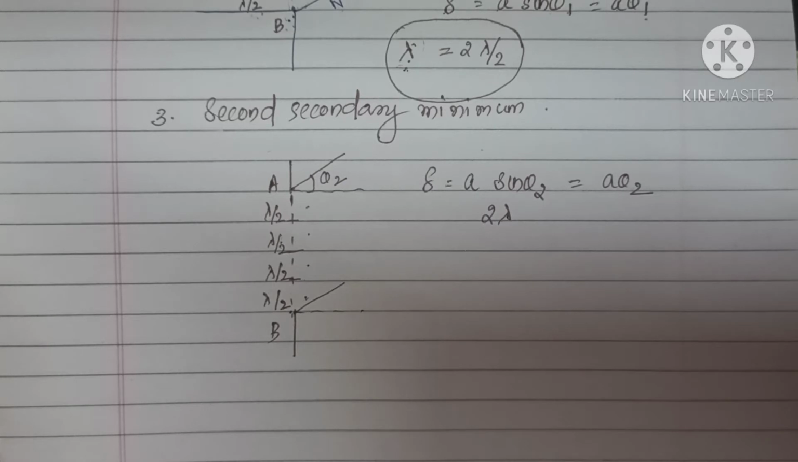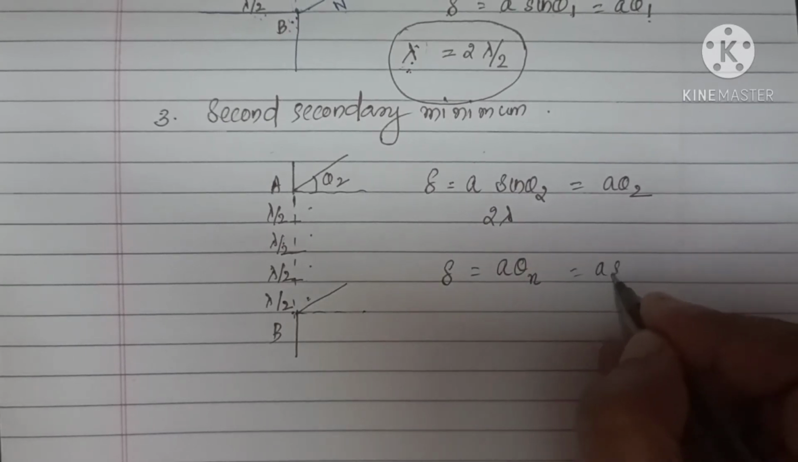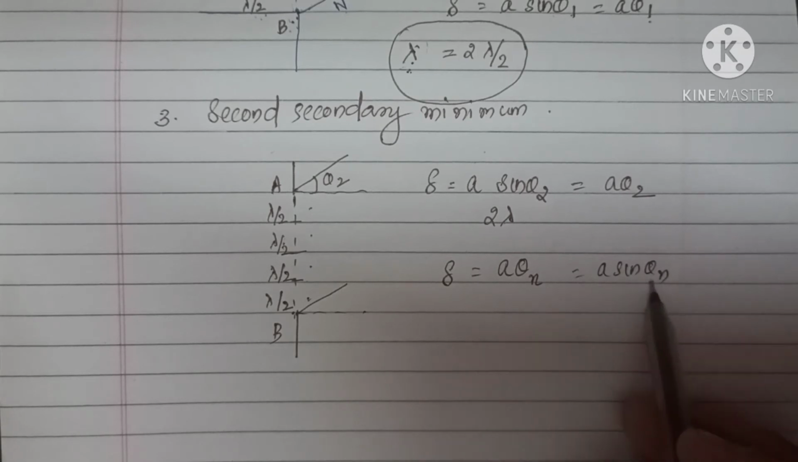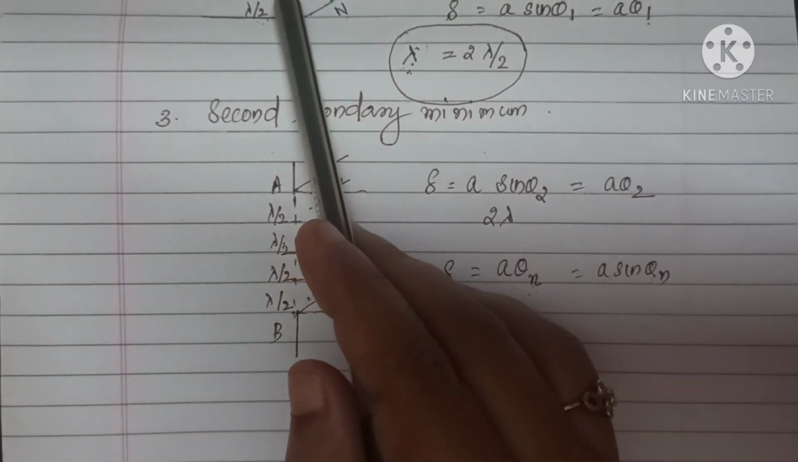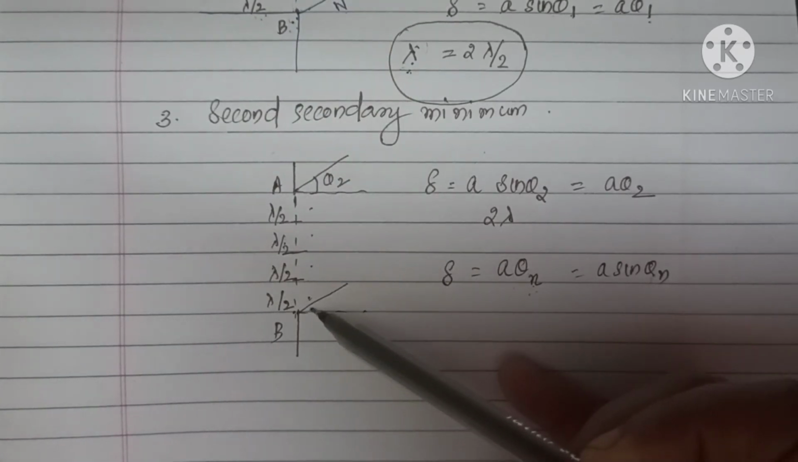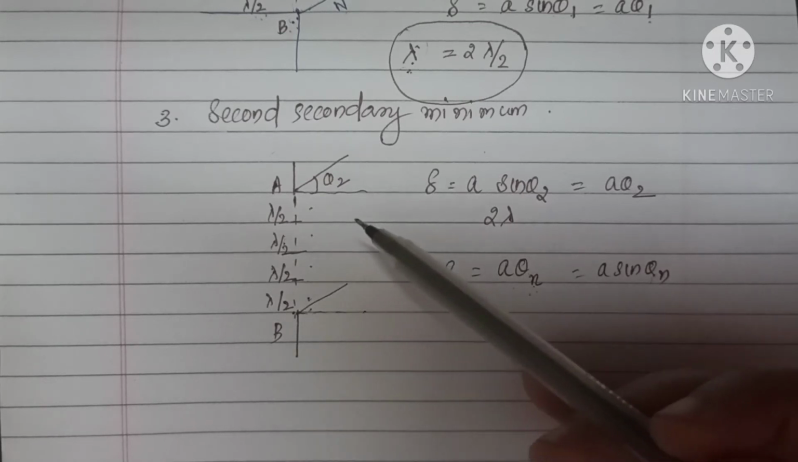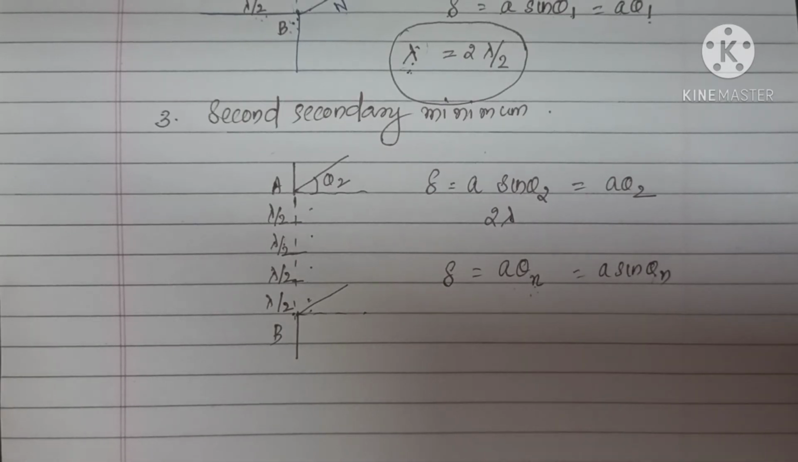So how can you derive generally what will be the condition for secondary minima or nth minimum? You can say that the expression delta is A sin theta n, isn't it? Since theta is small, I wrote it as A theta n. And you can see that in the first case you got lambda, in the second case you got 2 lambda. Then you will be getting 3 lambda, 4 lambda, like that.